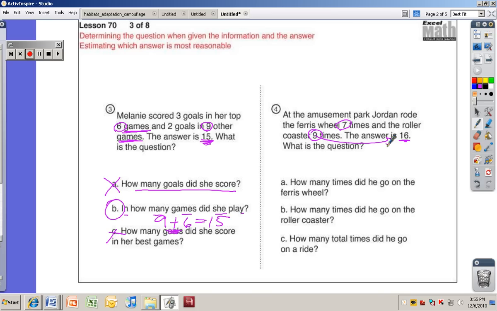So it looks to me like it's how many different rides that she went on. How many times did she go on the Ferris wheel? No, the Ferris wheel she rode 7 times, so that couldn't be it. How many times did she go on the roller coaster? No, she went on the roller coaster 9 times. How many total times did she go on a ride? That would be correct, and we show our work by showing how that equals 16.